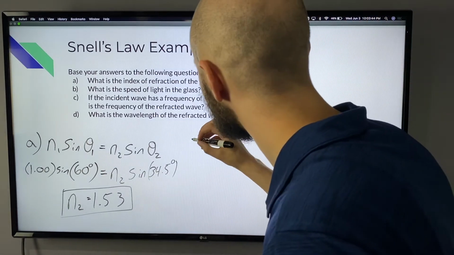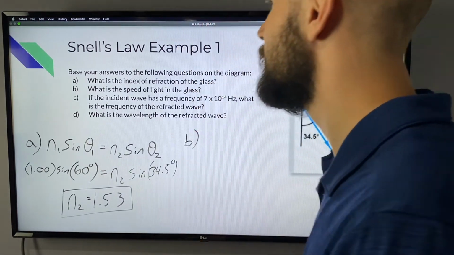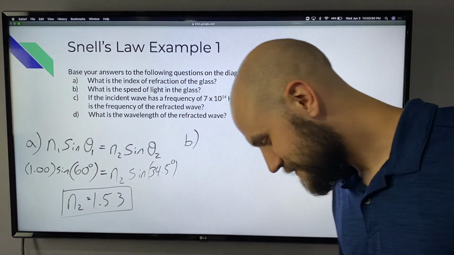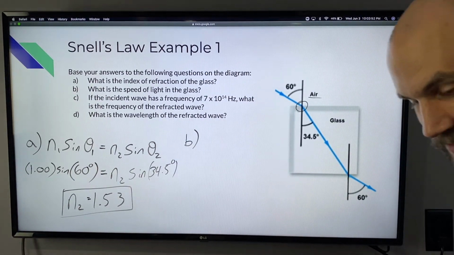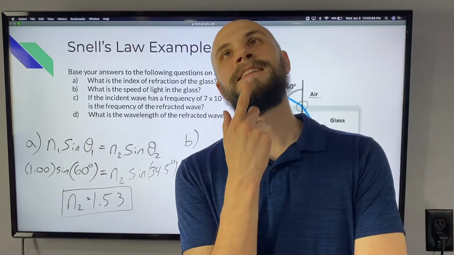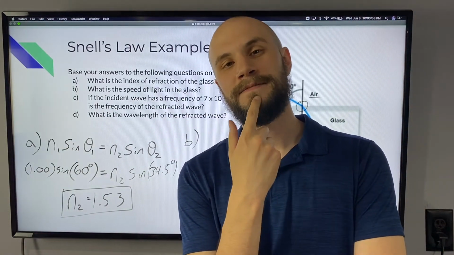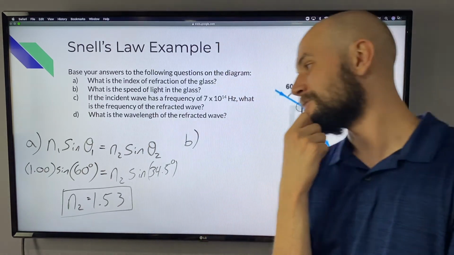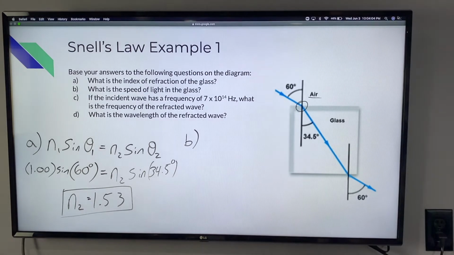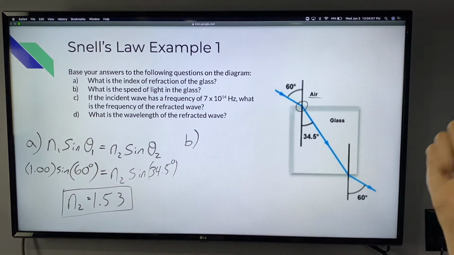All right, part B. We want to know the speed of light inside of the glass. Well, I know the speed of light in a vacuum, but I don't know the speed of light inside of the glass. Can we find it with maybe another equation that we learned this lesson? What's the definition of the index of refraction?